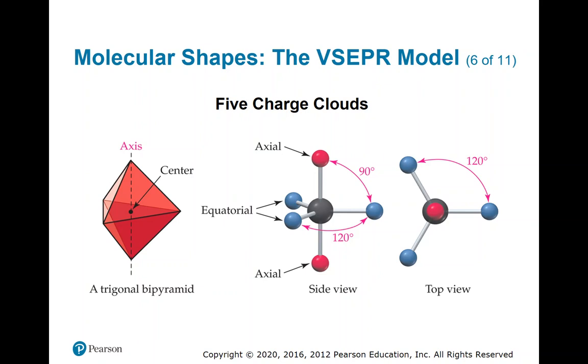So indeed there are 2 different bond angles, but they're all pretty normal angles. Between the axial position and any of the equatorial positions is a right angle, 90 degrees. And since the equatorial positions are equally spaced out, and there are 3 of them, they are 120 degrees apart from each other. If you rotate that and look at the top view, you can see that maybe a little bit more clearly. So there are 2 different types of bond angles you need to consider when you have 5 charge clouds.